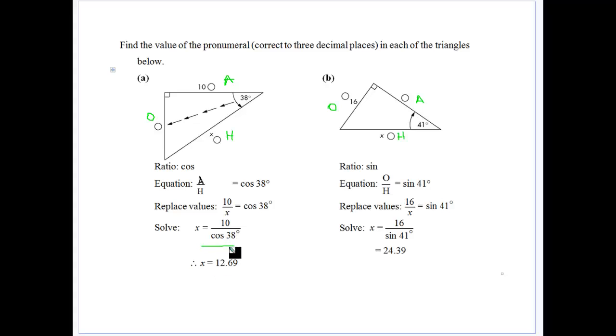And again, put that in your calculation. Check for its reasonableness. Whatever the answer we get here should be greater than 10. So that 12.69, that sounds reasonable, because it should be greater than 10.